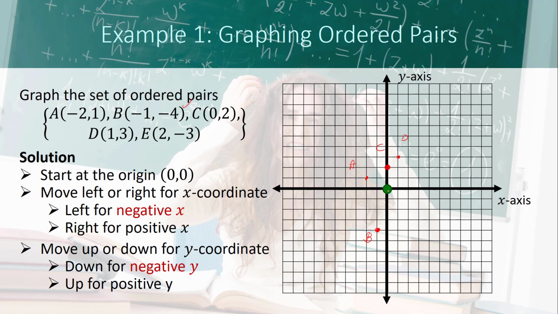And then finally, for E, we have the ordered pair 2, negative 3. So for the positive 2 on the x-coordinate, we go right 2 units, 1, 2. But now we have a negative 3 in the y-coordinate. So that means we have to go down 3. 1, 2, 3, and this right here is E. And that is our first example.